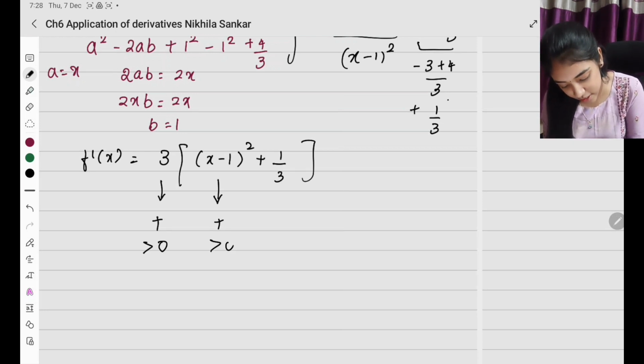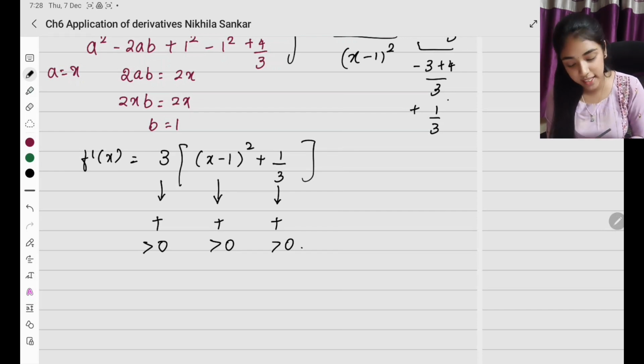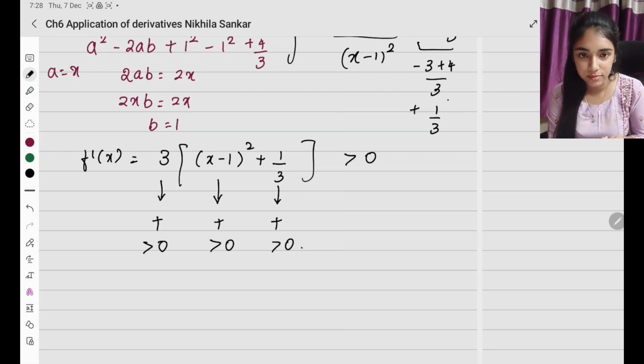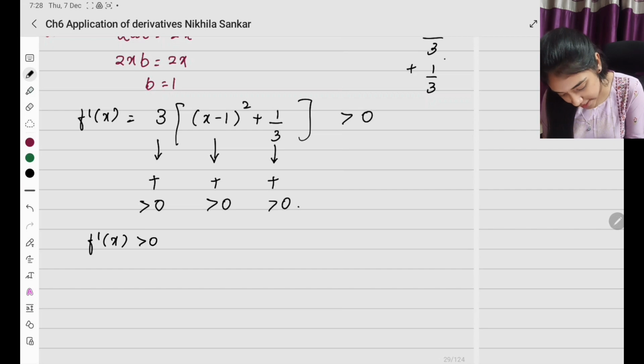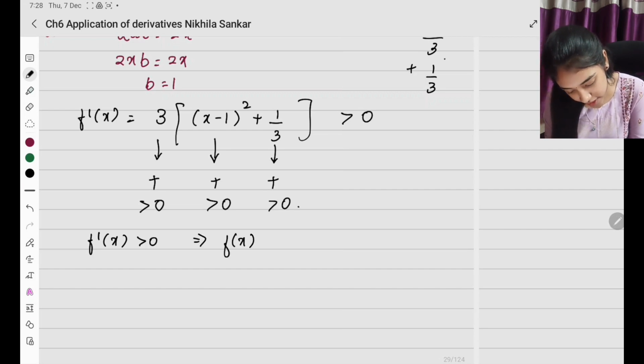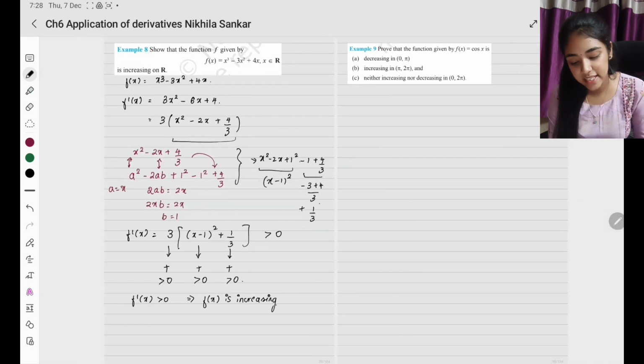So this is greater than 0, this is greater than 0. Plus 1 by 3 is also positive, so this is also greater than 0. So from this I know that f dash of x is going to be greater than 0. Okay, so I have f dash of x is greater than 0. Therefore, the function that is given in the question, f of x, is increasing. You just have to prove that all the values that are inside are greater than 0.